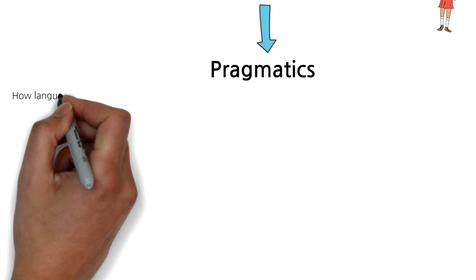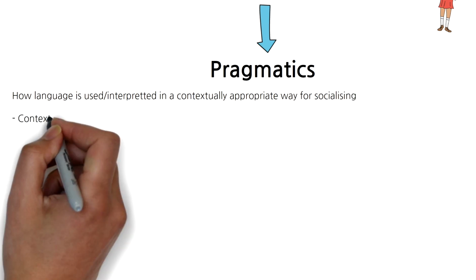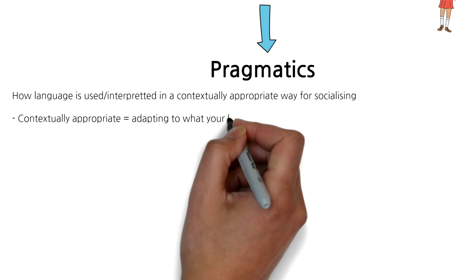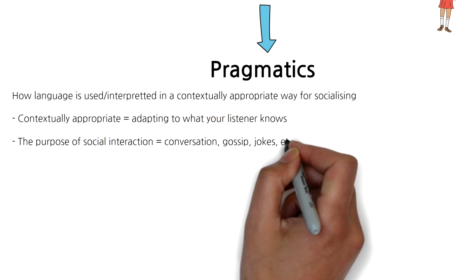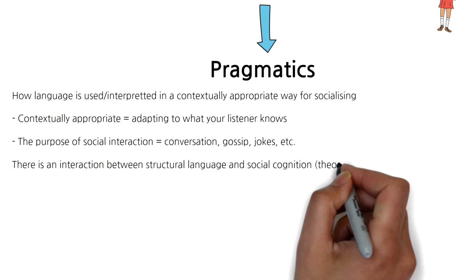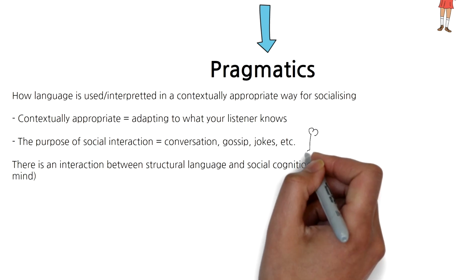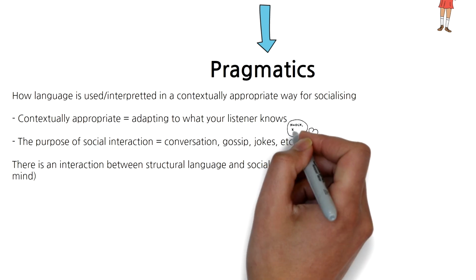Let's now look at pragmatics. So what are pragmatics? Pragmatics are how language is used and interpreted in a contextually appropriate manner for the purpose of social interaction. If something is contextually appropriate, this is adapting to what your listener knows and using the appropriate language register. For the purpose of social interaction, this is conversation, gossip, jokes, relaying past events, and so on.